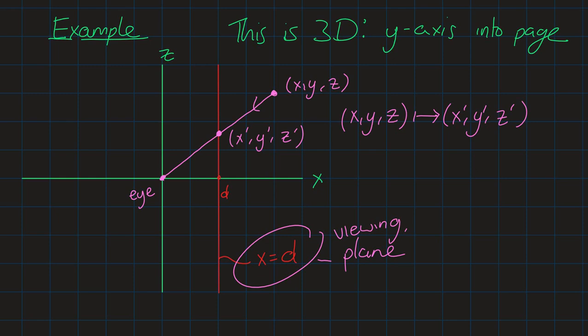Now it's our task to work out a formula, because I don't know what these coordinates are. It would be ideal if I could have a formula which told me what x prime, y prime, and z prime are in terms of x, y, and z. I want a formula for central projection. So let's think about what I know.